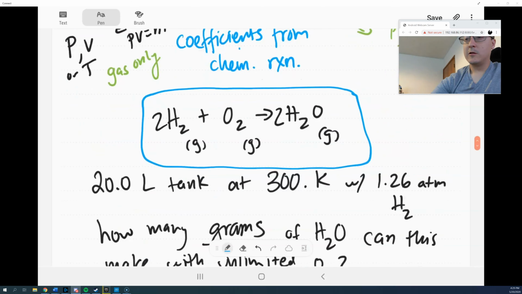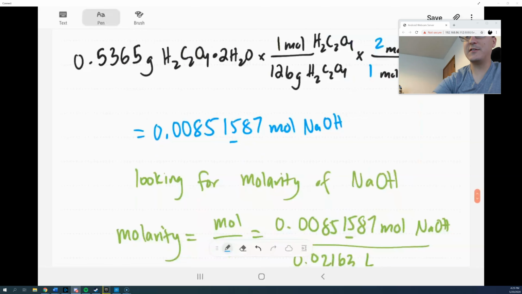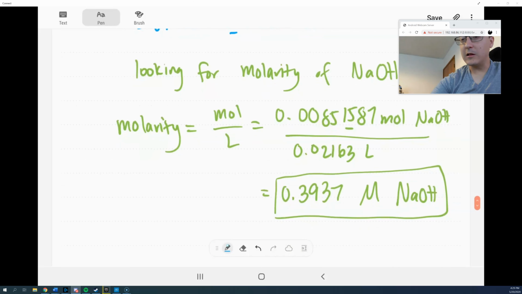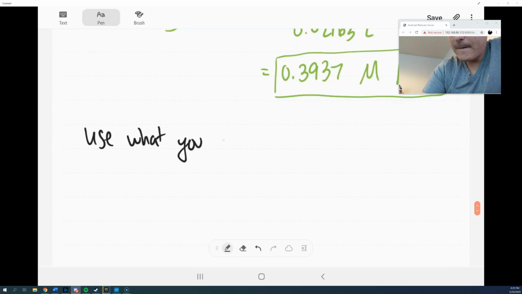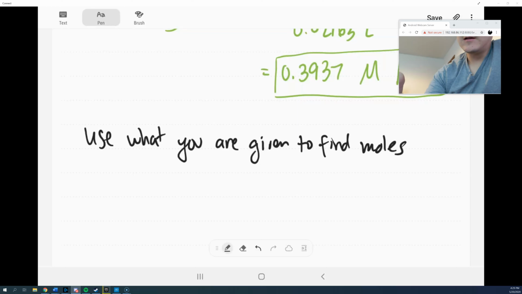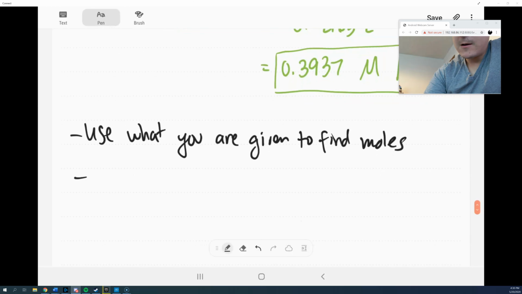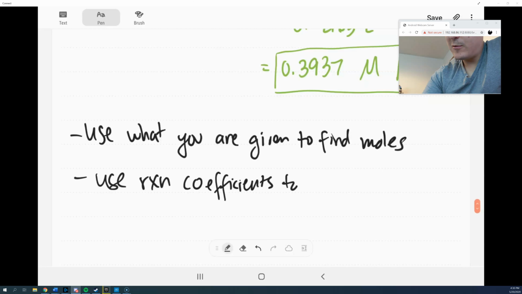Okay? So, we always want to find moles of whatever substance we're looking for. That's kind of the big thing. So if we were to just summarize, we want to use what you are given to find moles. All right, then use your reaction coefficients to get moles of B, let's say.